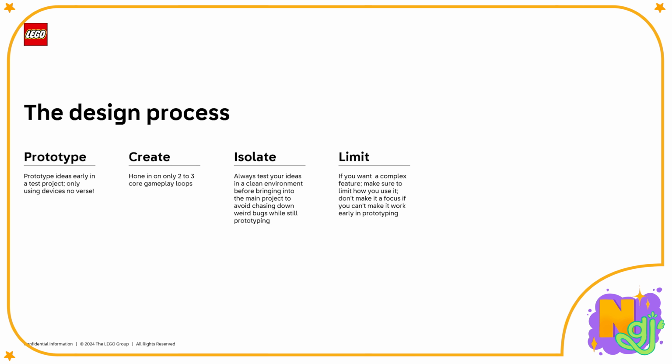Next, we go to the creative mode where we try to hone in on only 2 to 3 core gameplay loops. I would be remiss if I didn't mention that all these tips come from Jonna. She is an incredibly talented designer, and her thing was 2 to 3 core gameplay loops that we can really refine and really think strongly about so that we're not overstressing ourselves and pushing ourselves too far. From there, we try to isolate the environment.